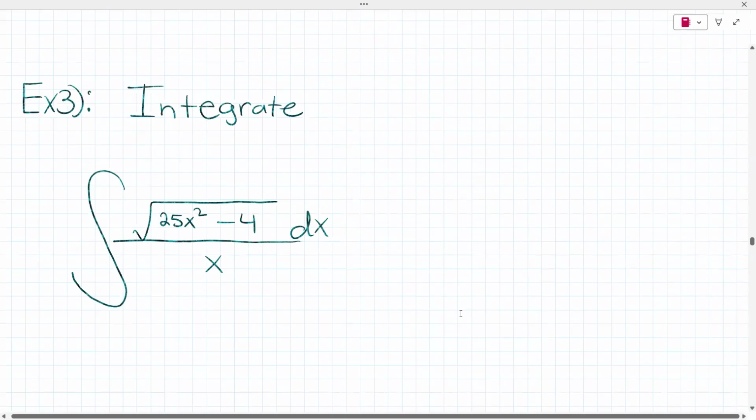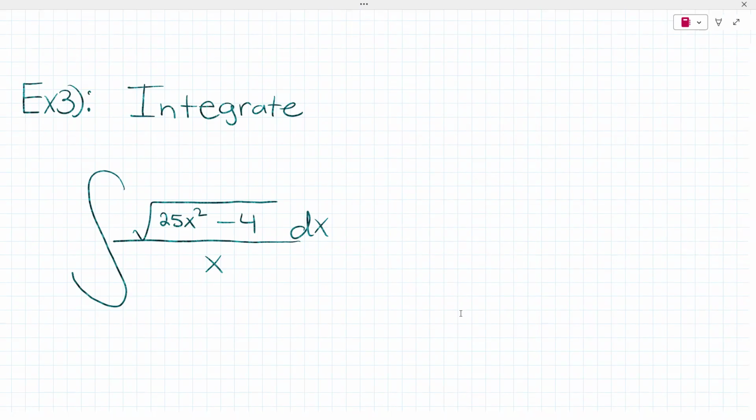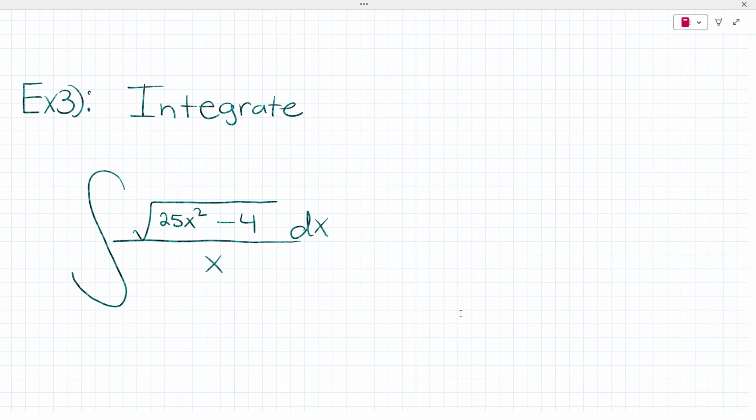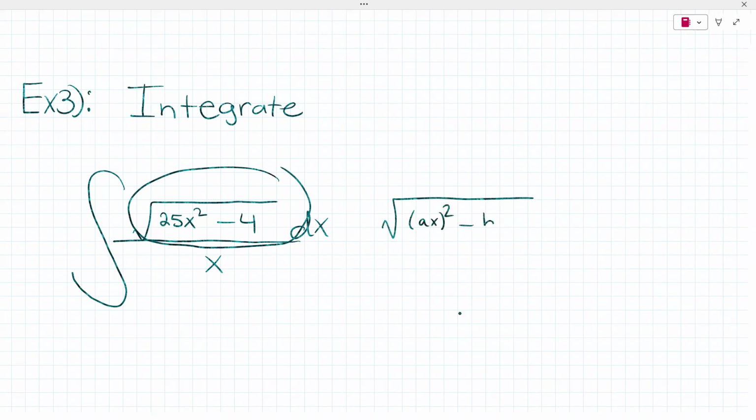Okay, example 3 says integrate. We have the square root of 25x squared minus 4 all over x. So we've got to figure out which identity shall we use. So this right here looks very similar to the square root of ax squared minus b squared, where x equals b over a times secant theta, right?